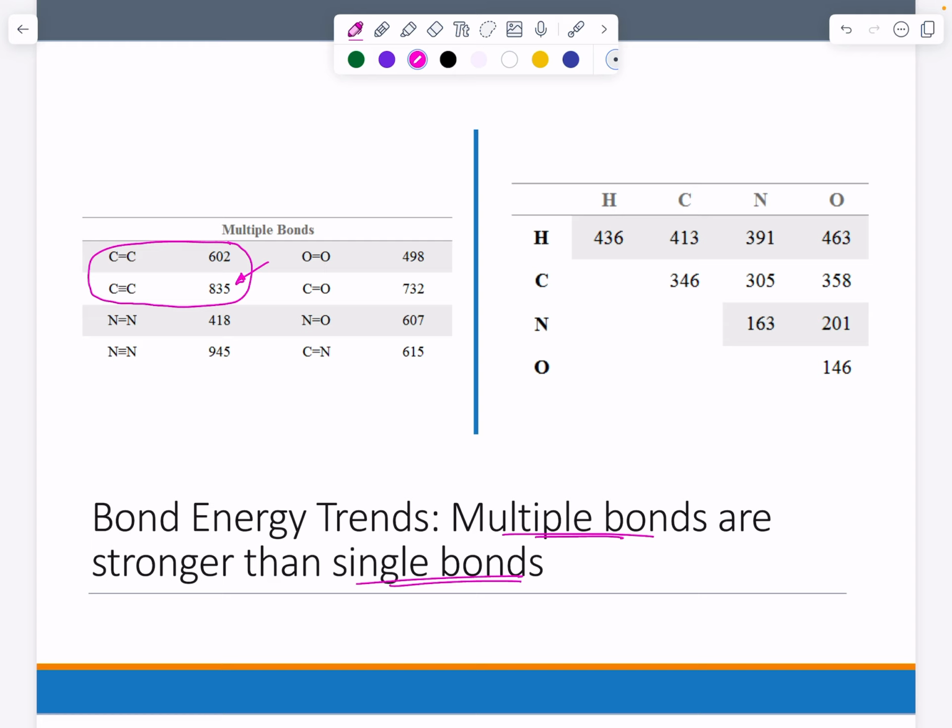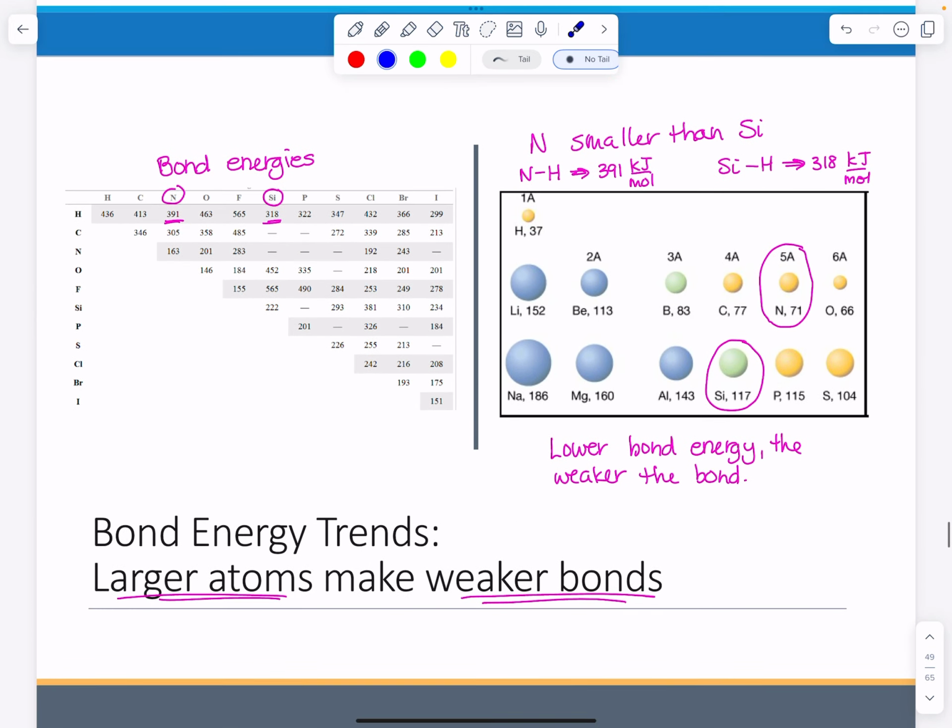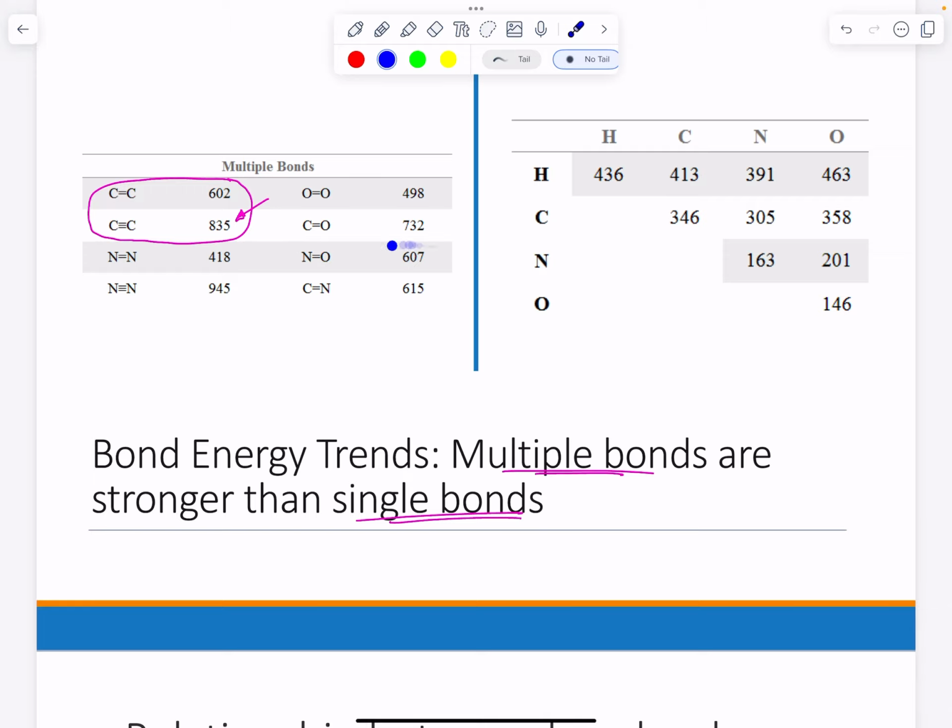All right. We see the same trend when we have nitrogen. A nitrogen-nitrogen double bond is weaker than a nitrogen-nitrogen triple bond. Now let's compare a nitrogen-nitrogen double bond with a nitrogen-oxygen double bond. This nitrogen-oxygen bond is stronger than the nitrogen-nitrogen bond. And if we go back here and look at our atom sizes, oxygen is smaller than nitrogen. So when we add the smaller atom in, we get a stronger bond.